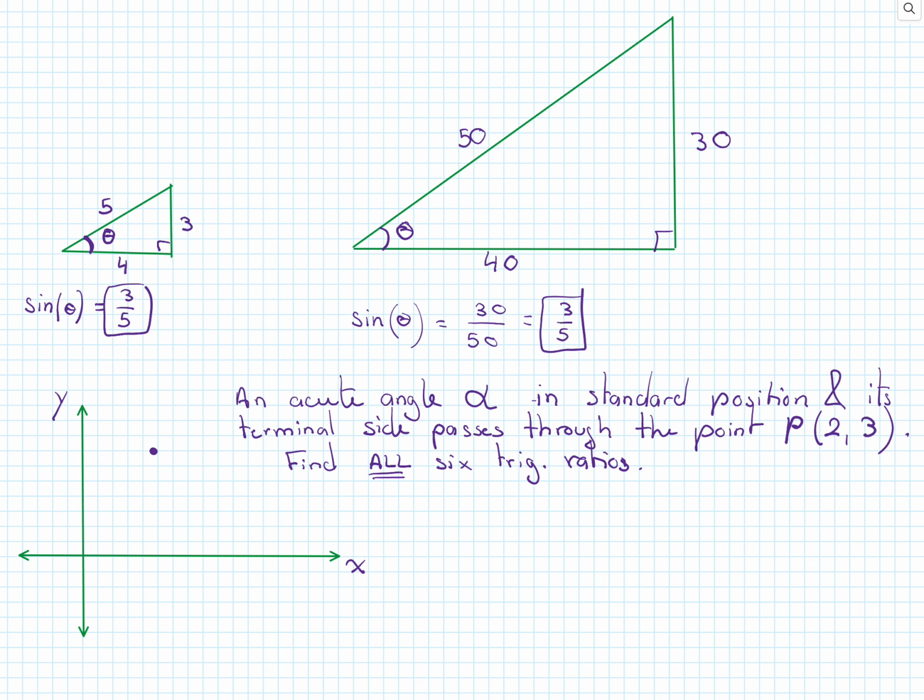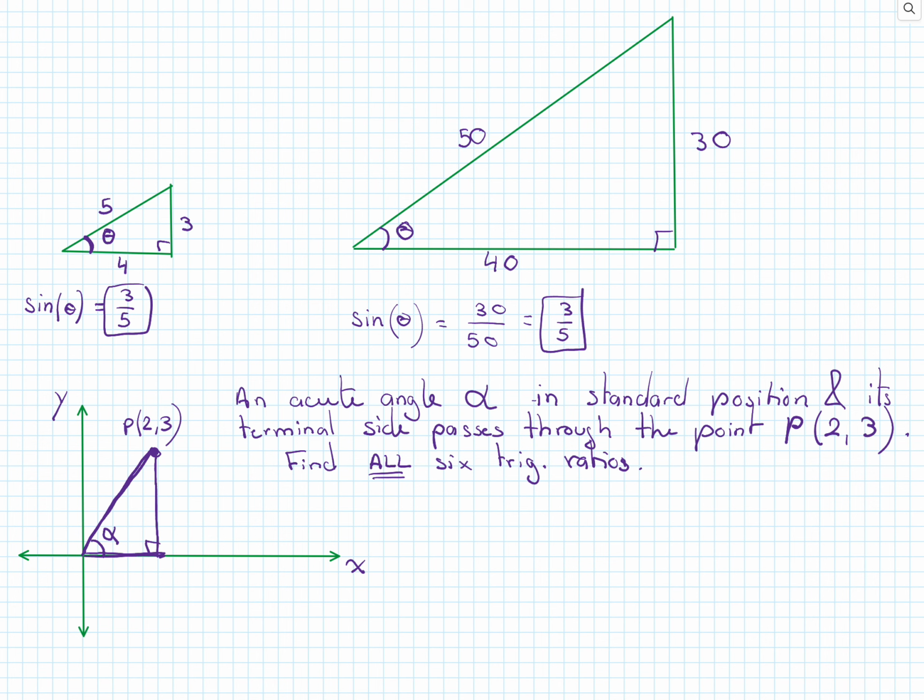And I'm going to draw a ray, or a radius, that goes from the origin all the way to my point there. Here we go. I'm going to drop a perpendicular line to my x-axis, and I have a right triangle. Here is my right angle, and my angle alpha is right there. That point should be the point (2, 3). Okay, we have everything we need.